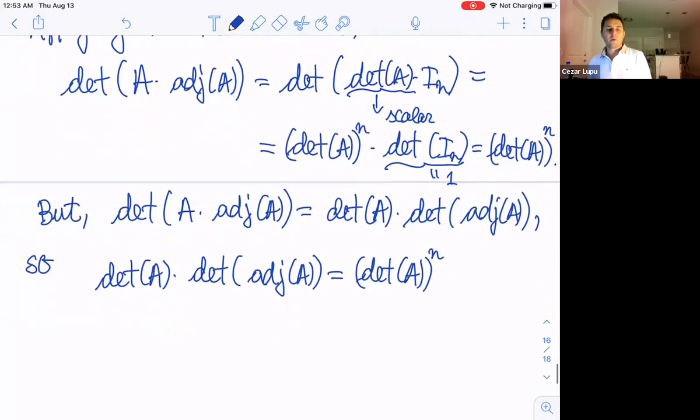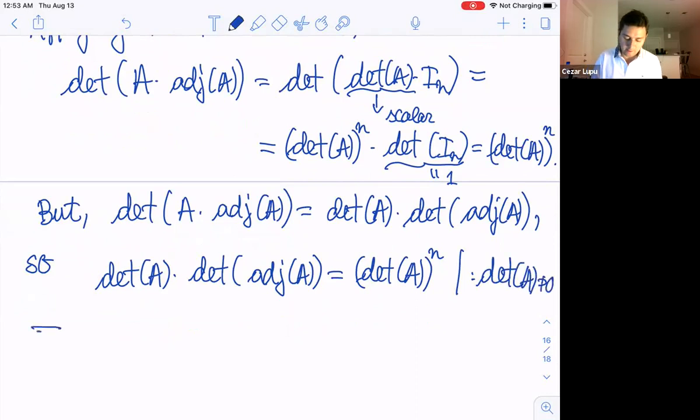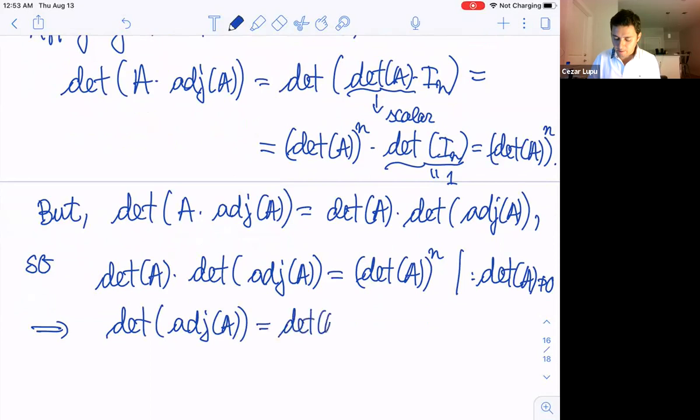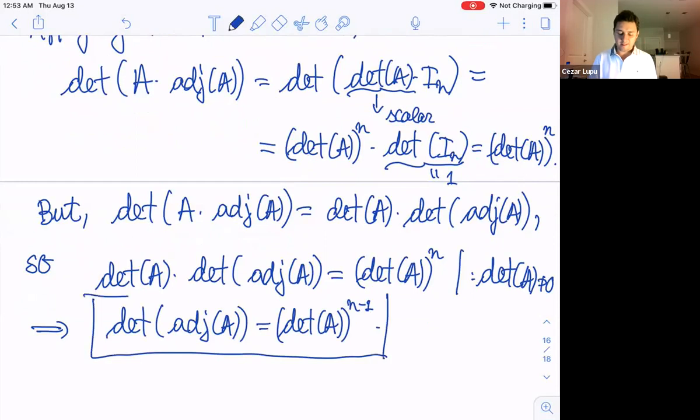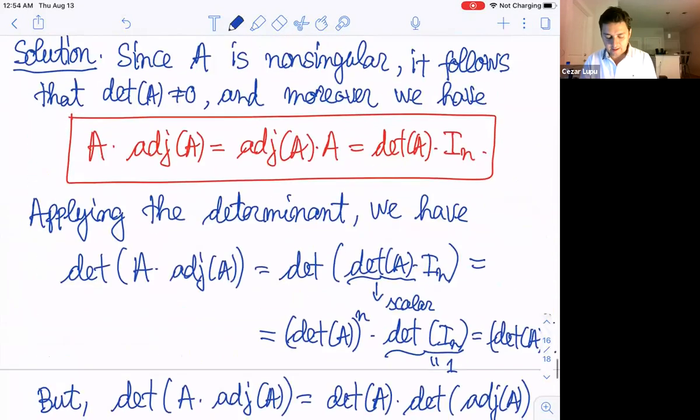Since we know that the determinant is non-zero, we can divide by the determinant of A, and we get that the determinant of the adjugate of A is just the determinant of A to the power n minus 1. And that's the first equality we had to prove. You see? Basically, it was just an application of this identity and properties of the determinants, nothing else.